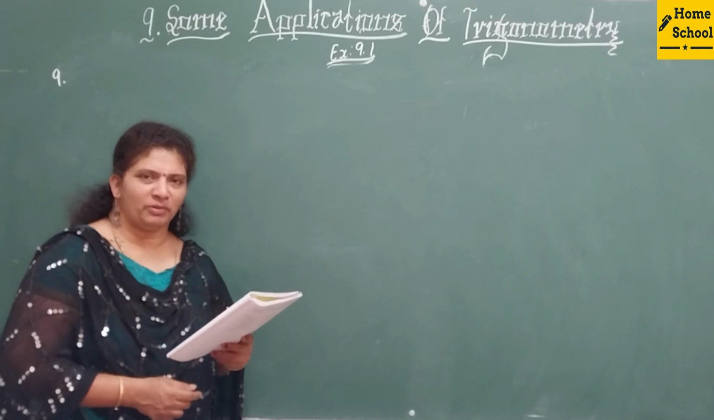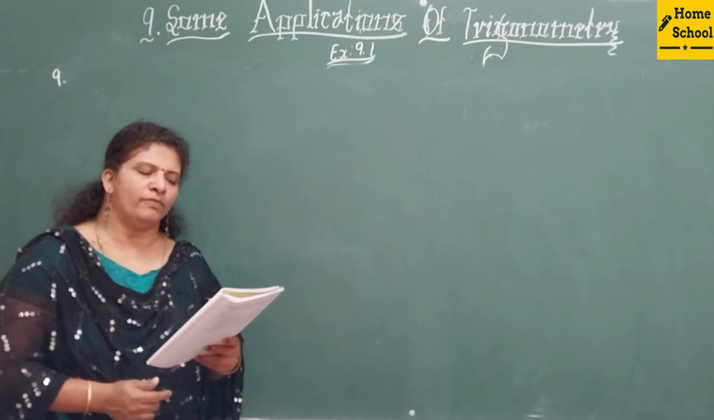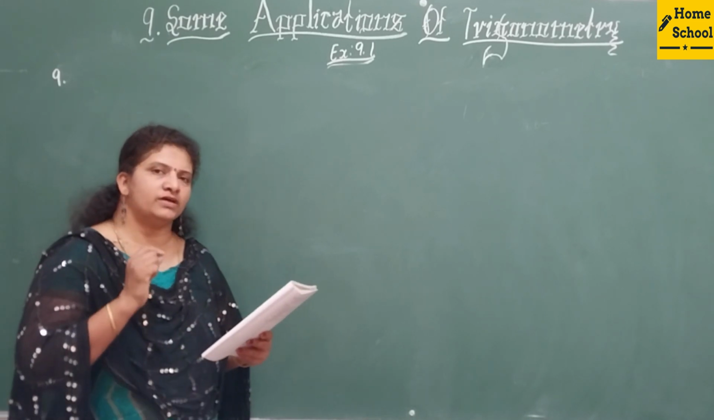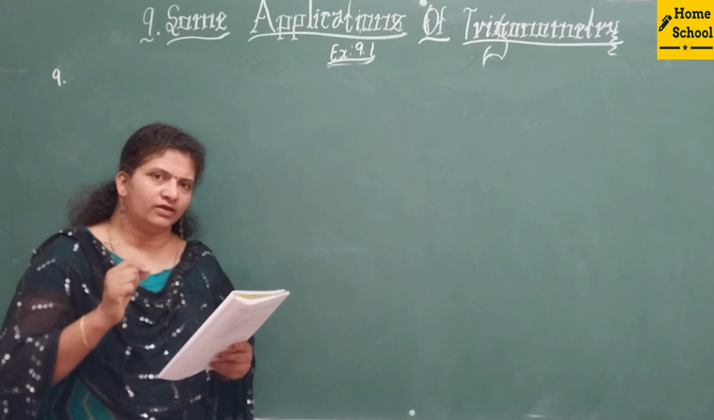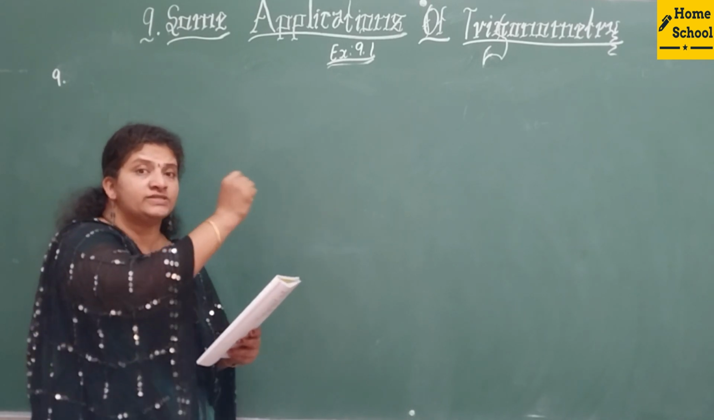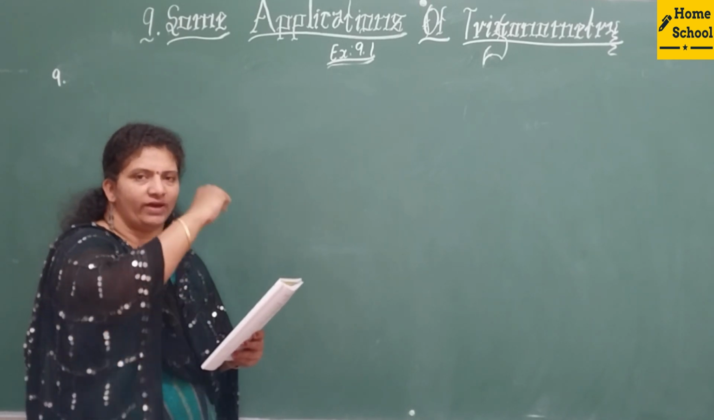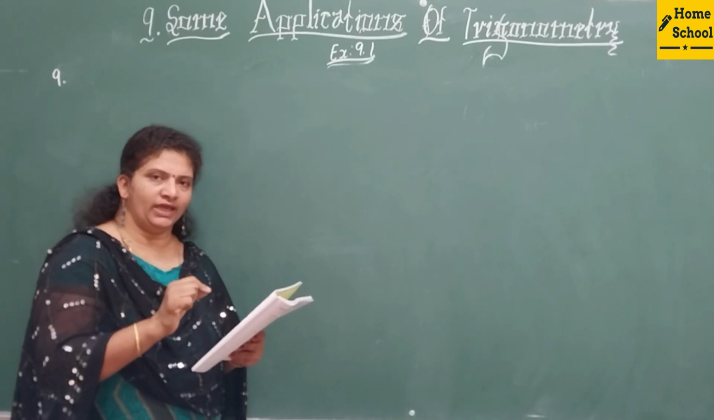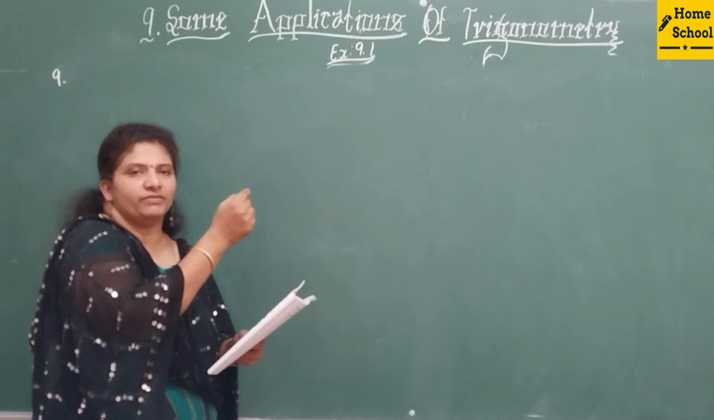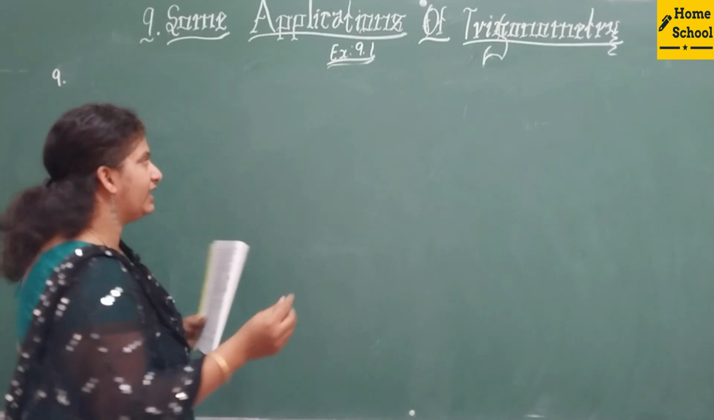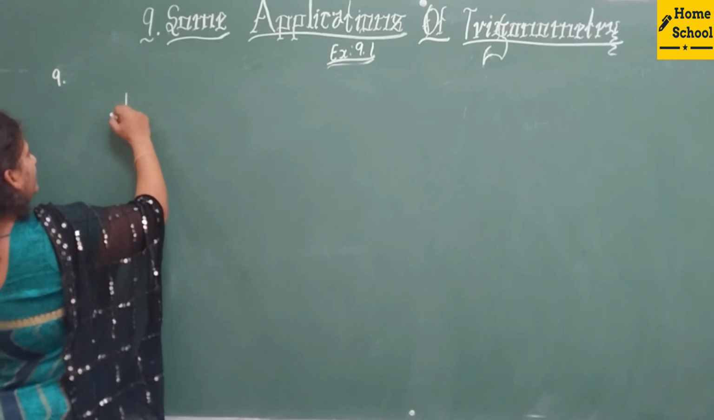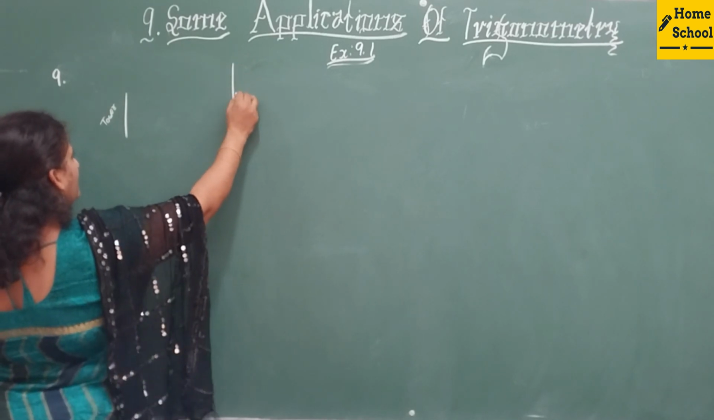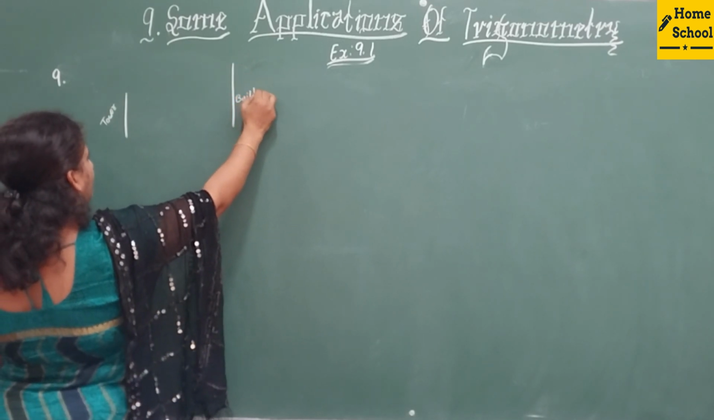pedestal. Ninth problem. The angle of elevation of the top of a building from the foot of the tower is 30 degree. Here observe the building and tower carefully. Where are they placed? Opposite to each other. They are not placed on one above the other. Read the question carefully. The angle of elevation of the top of a building from the foot of a tower is 30 degree. Let this be tower. Imagine this as a tower and this as a building. Okay.